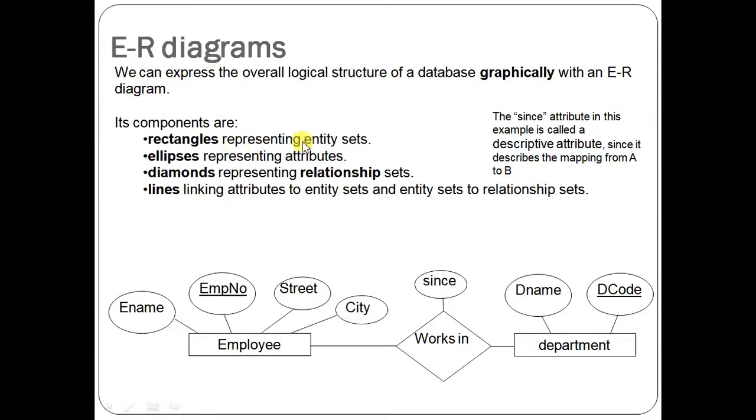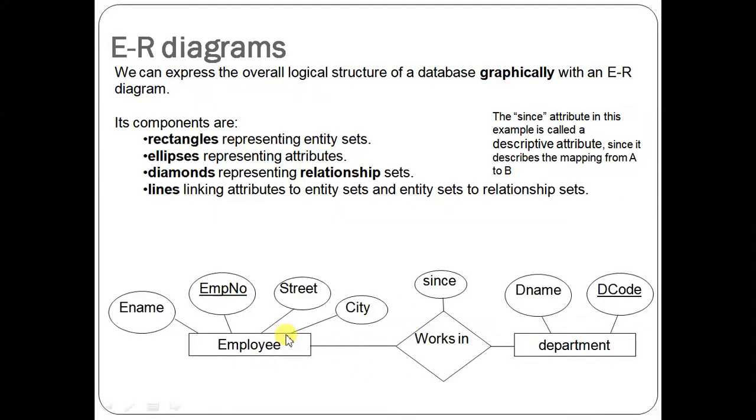The rectangles represent entities. This is the most important thing. Do not draw it wrong. Do not draw a square; it is a rectangle. The ellipses, it is not exactly a circle, represent attributes or the characteristics or the columns or the fields. The diamond represents the relationships, and the lines link or represent the relationships from one entity to another entity.